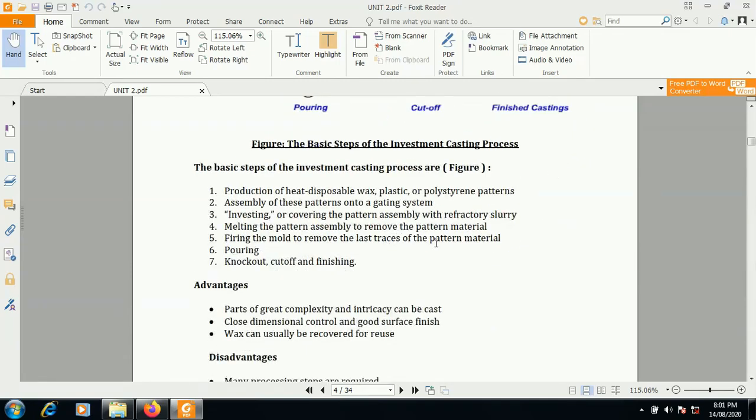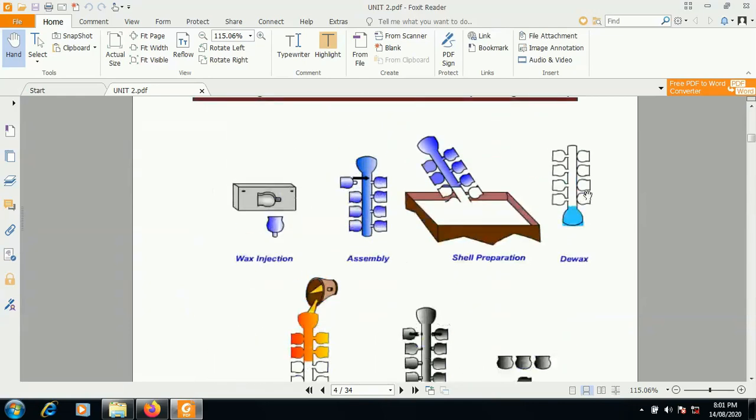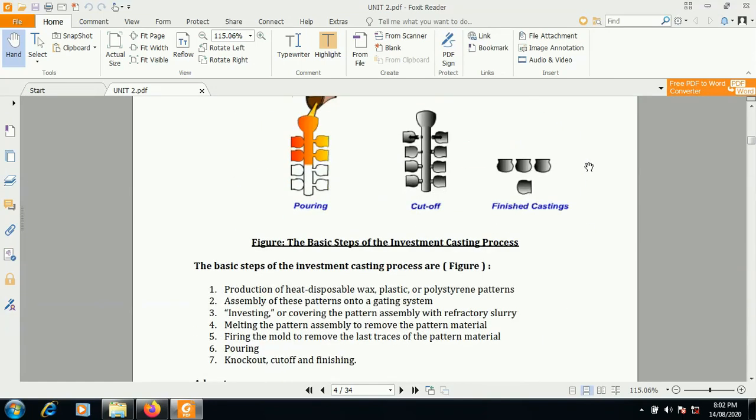Melting the pattern assembly to remove the pattern material. Here wax is removed by heating, meaning the pattern is removed by heating. That's why shake or rapping allowance is not required in the case of the investment casting process. But in the case of the green sand molding process, while removing the pattern, we have to shake the flask from all its four sides. That's why shake or rapping allowance is required in green sand molding, but it is not required in this investment casting process. Pattern is removed by melting. That is the feature of this investment casting process.